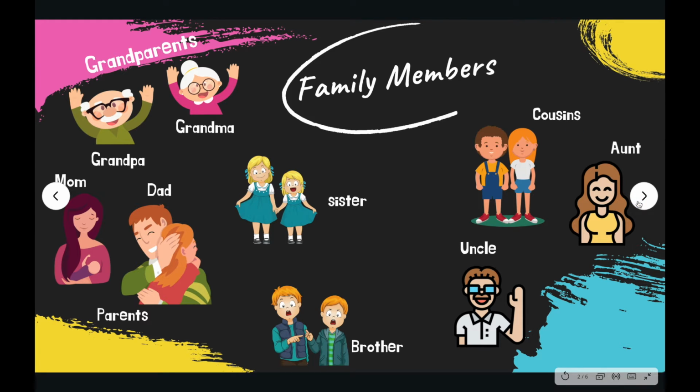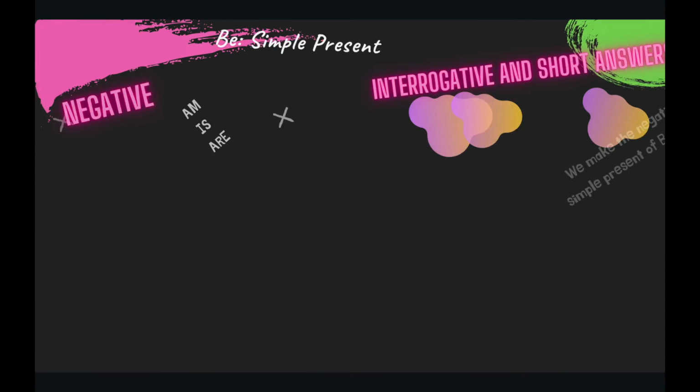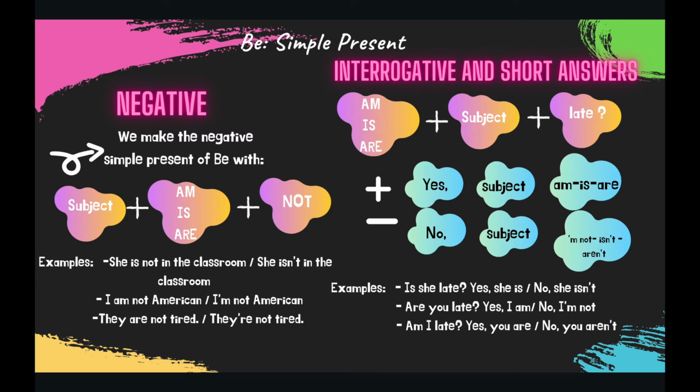Okay, let's continue with the third slide. Let's talk a little bit about the simple present of be. In the previous unit, we already worked with the affirmative form. For example, I am Chilean. I am Portuguese. I'm from Chile. I'm from Mexico. Okay, remember that we worked with countries and nationalities.